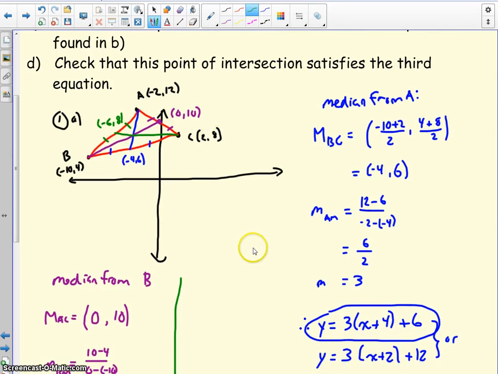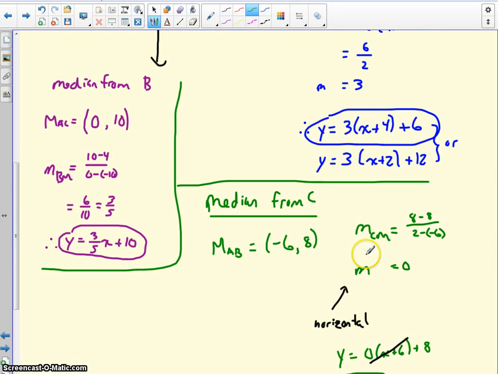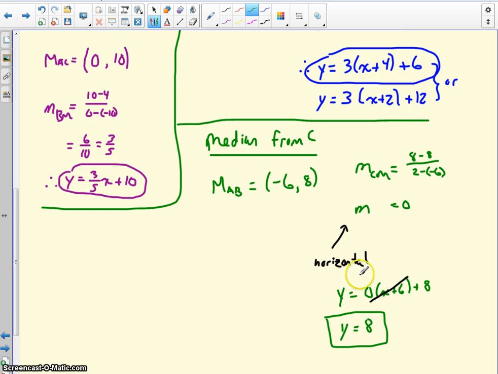It's going from 8 to 8, so my rise is 0, my run is 8, but my slope is 0, and that tells me it's a horizontal line. So you'll see what happens if I try to create the equation. I have y equals 0 times bracket x plus 6 plus 8, so that 0 times that bracket makes everything go away. So I'm just left with the equation y equals 8.